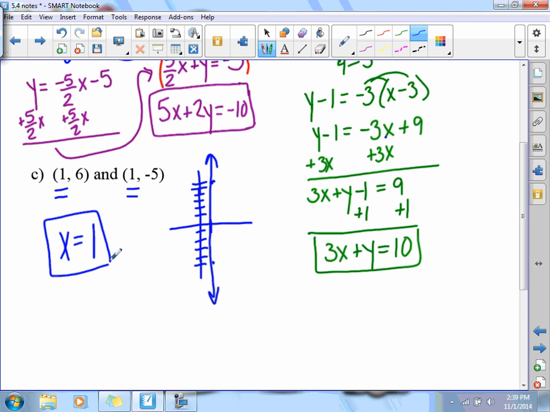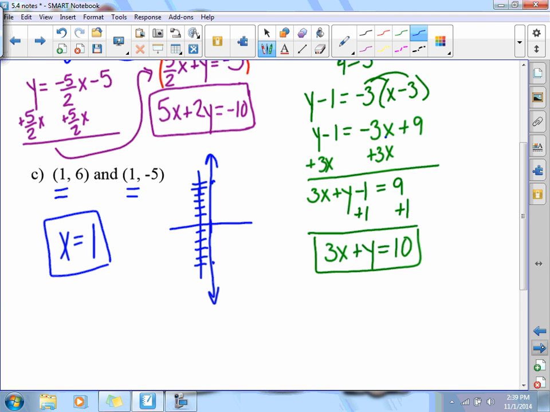Now, if you didn't recognize that, you could still work through and find your slope and then put it into point slope form and solve it so that it was in standard form, but you would end up getting just x equals 1. Okay, so part C in example 2 was kind of a special case, and part C in example 3 has been a special case as well.